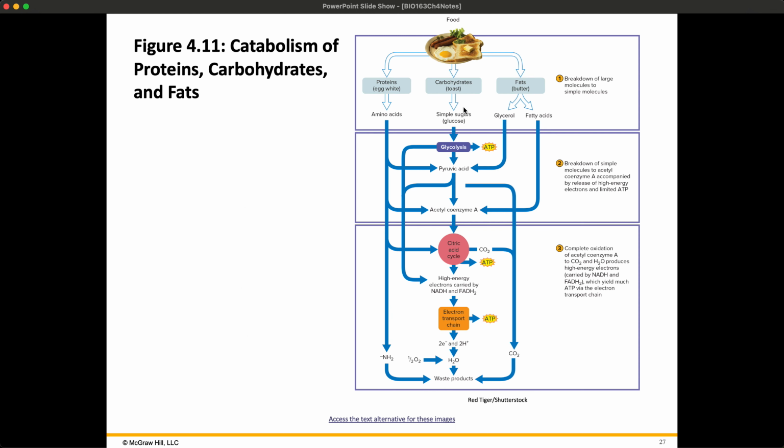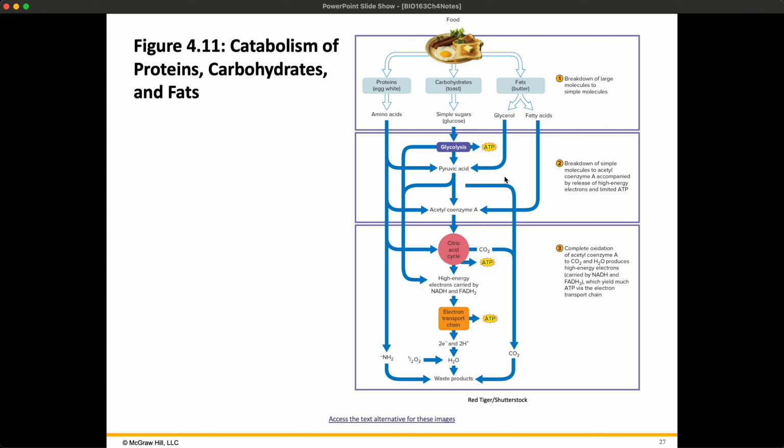So here is showing how we can actually also use other molecules to be able to funnel through this metabolism pathway. So this is just food. This is some food that is being represented. You have proteins, carbohydrates, and fats. Proteins from those egg whites, carbohydrates from the toast and the bread, and then butter is their fats. So these can all be broken down into their monomer components. Proteins into amino acids, carbs into simple sugars, your glucose, and then fats into glycerol and fatty acids.